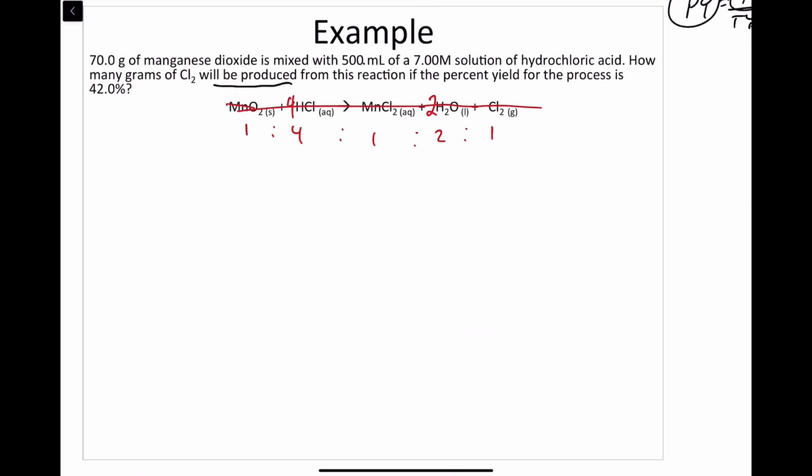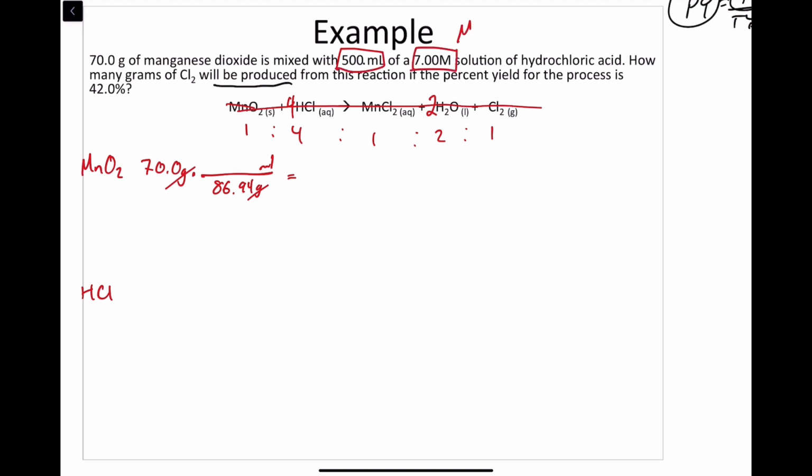Let's get started. So we'll lay out our reactants. We have MnO2 and we have HCl. We have 70.0 grams of this. And if we calculate our molar mass of manganese dioxide, we should get 86.94 grams per mole. That again will allow us to cancel out our grams and be left with mole, which is again what we want. Now here we are given a volume and a concentration in molarity.